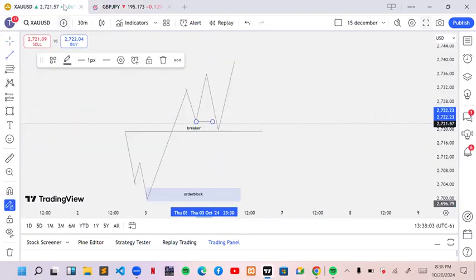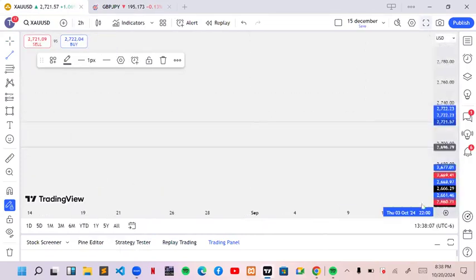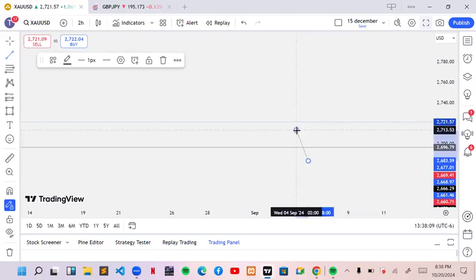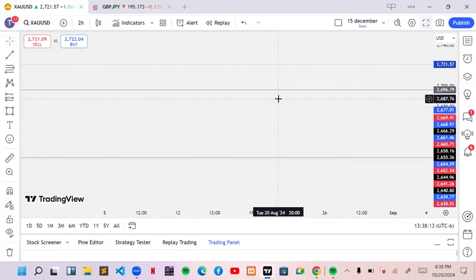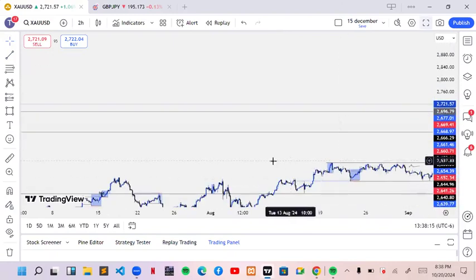I want to go to gold. I think on the 1 hour time frame, breaker block entries will be here. I don't see it. I will look for the old charts.